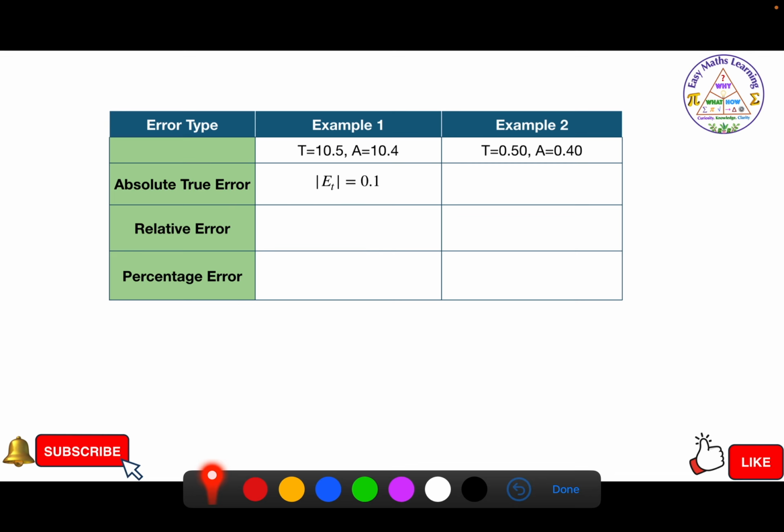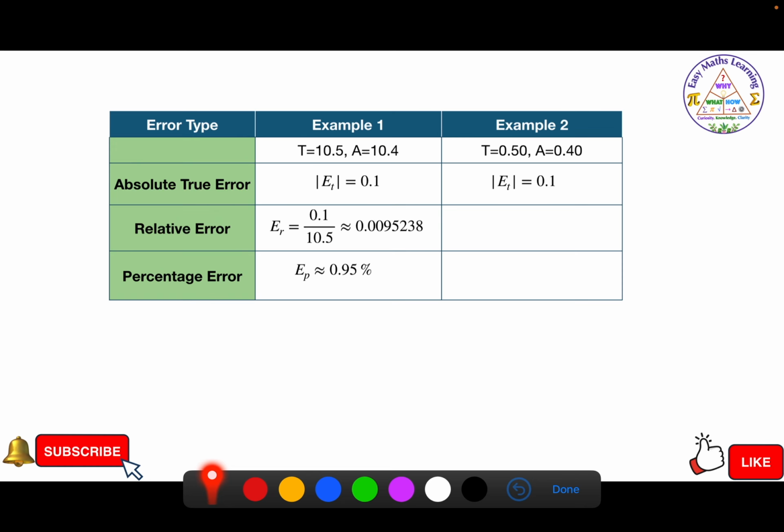So absolute true error for example 1 will be true value minus approximate value, so it is 0.1. And relative error will be absolute true error divided by absolute true value, which is approximately 0.0095238. Now percentage error will be 0.95%. It is obtained by multiplying ER with 100.